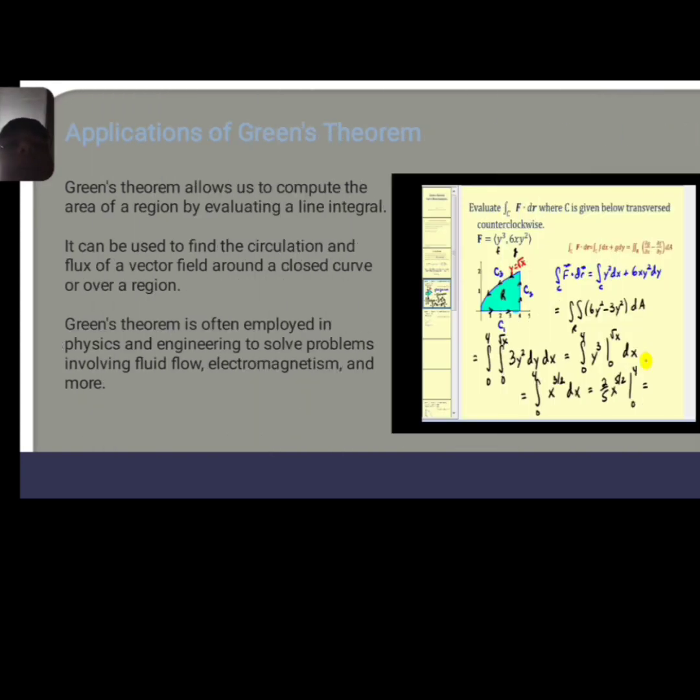Applications of Green's theorem. Green's theorem allows us to compute the area of a region by evaluating a line integral. It can be used to find the circulation and flux of a vector field around a closed curve or over a region. Green's theorem is often employed in physics and engineering to solve problems involving fluid flow, electromagnetism, and more.